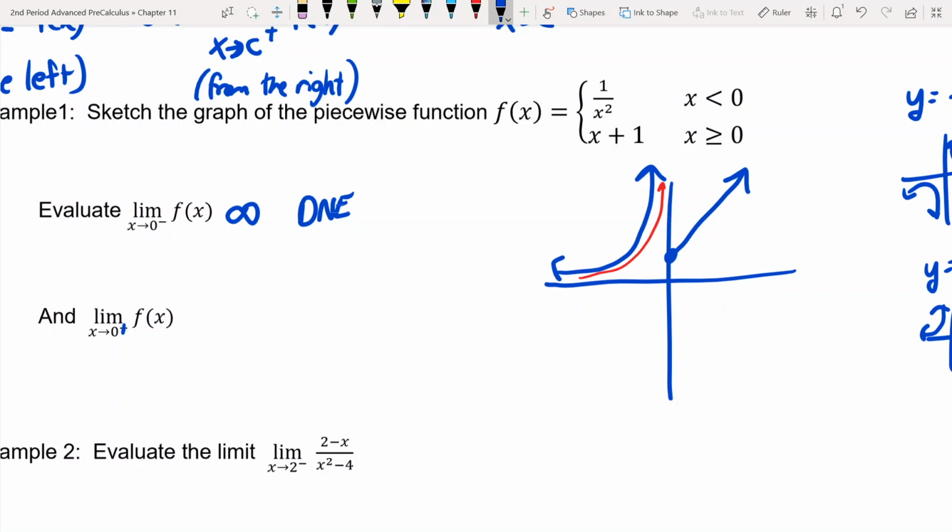The second one here, let's make this a plus sign. The limit as x approaches 0 from the right of f of x. Well, if I'm going to the right, which is slightly larger than 0, I can see that I am approaching 1. So the limit as x approaches 0 from the left did not exist. The limit as x approaches 0 from the right is 1. And then if I were to look at the limit as x approaches 0, which is the two-sided limit, you would also say this does not exist because they do not converge to the same values.